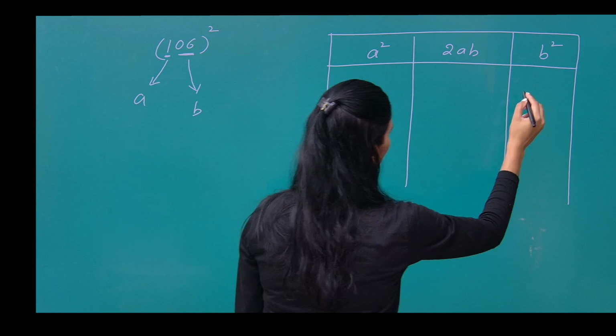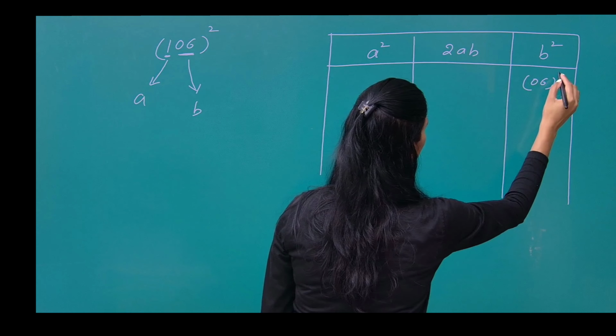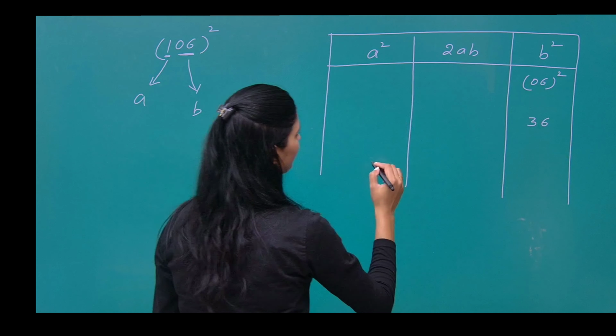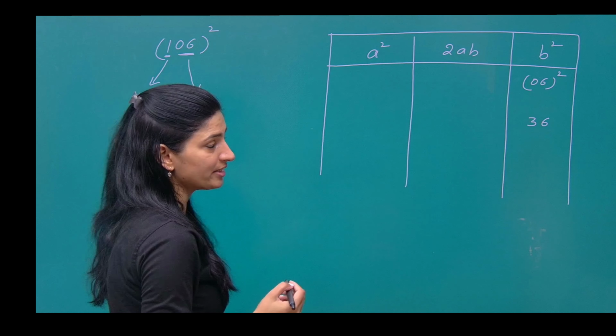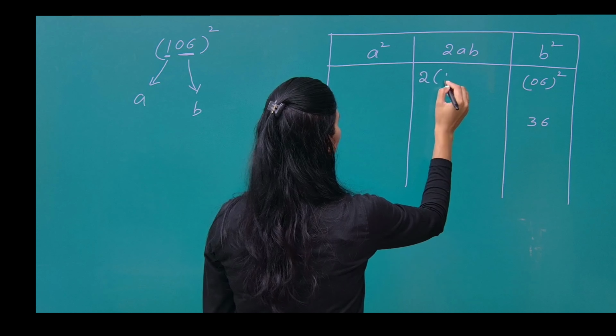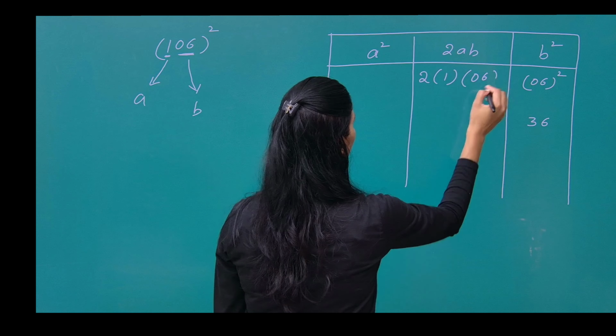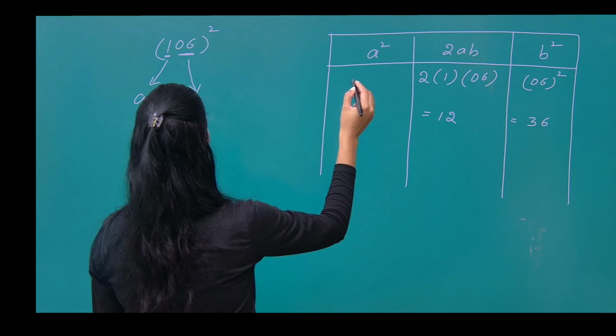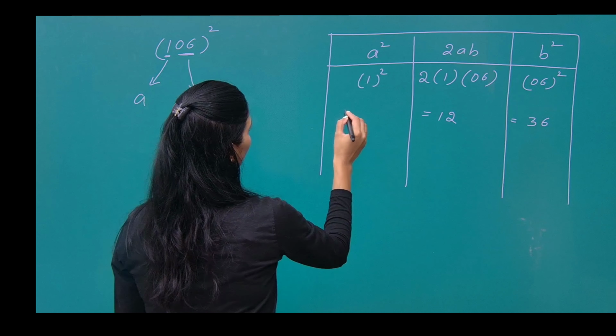Because our B is 06, we have to find out the value of 06 whole square, which gives us 36, right? Because 06 is nothing but 6 itself, so 6 square is 36. Now 2AB is 2 into 1 into 06. Again we get 12. And A square is 1 square, which is 1.